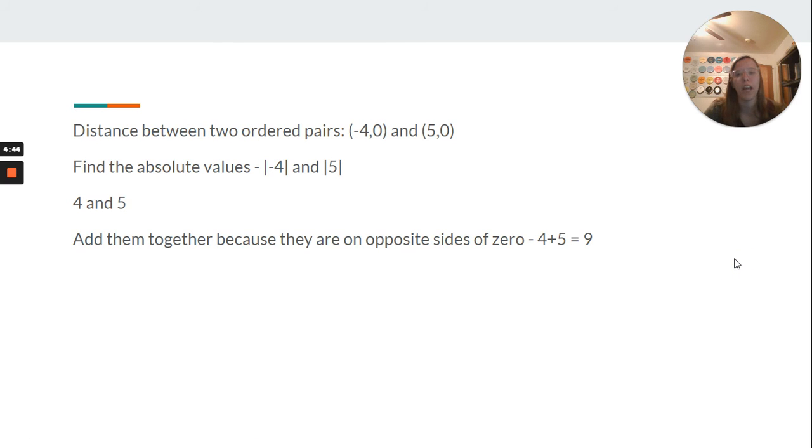Distance between two ordered pairs, so finding that. For negative 4, 0, and 5, 0, you find the absolute values, 4 and 5, and because they're on opposite sides of 0, you add them together. So the distance between those two is 9.